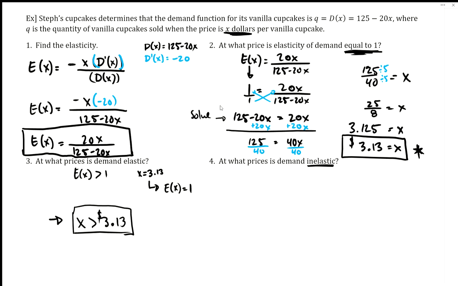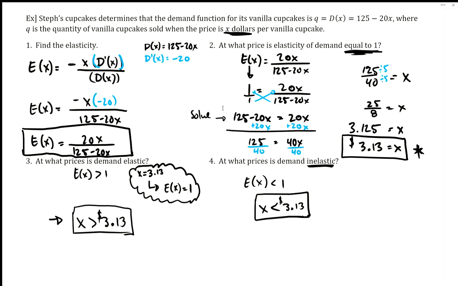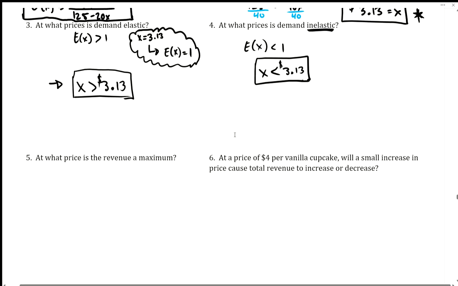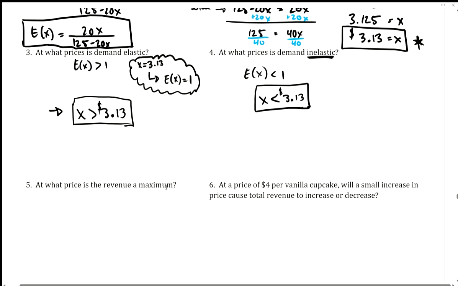And then similar with inelastic. Inelastic is when E of X is less than 1. Well, again, we can take this same information. We know when X is 3.13, E of X equals exactly 1. So that means we should make the X smaller to make the E of X less than 1. Okay, so X smaller than 3.13 makes the price inelastic. That's all it takes. Okay, so we've got our 2 answers there. We can move on.